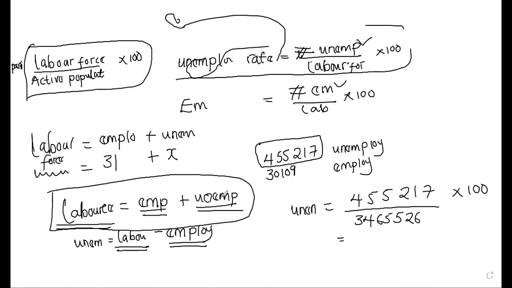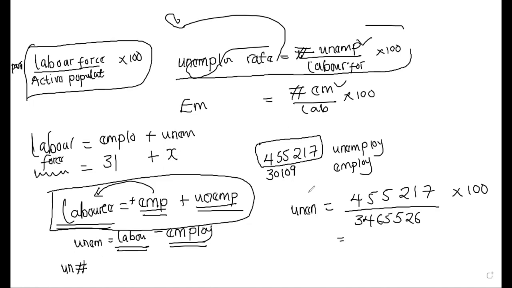So yes, we take this one to the other side. We add this to the other side. It's positive here, so it will be negative on the other side. That's why it's labor force minus employment, here to give us the number of people that are not employed. The unemployed. All right. Okay.